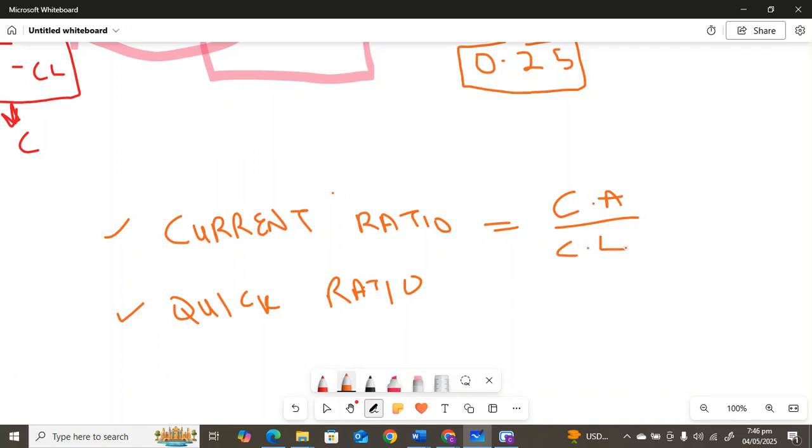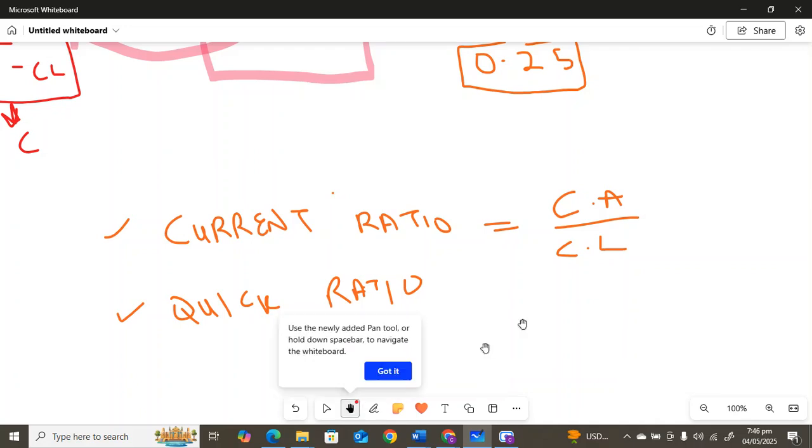Because any ratio below one, take note of this. Any ratio below one shows that your current assets are less than your current liabilities, and that indicates you cannot cover all your current liabilities with your current assets. Okay, let me illustrate.